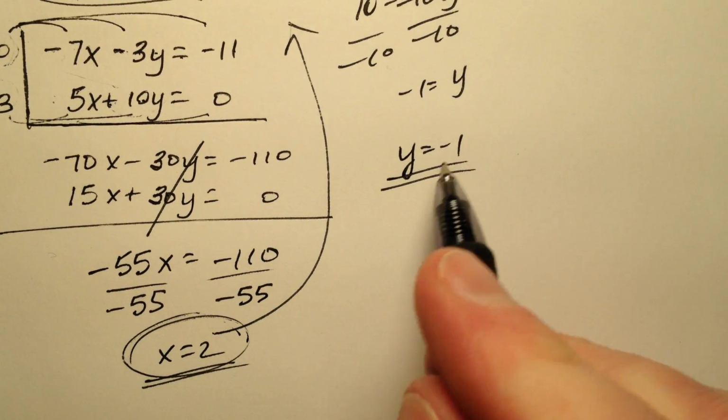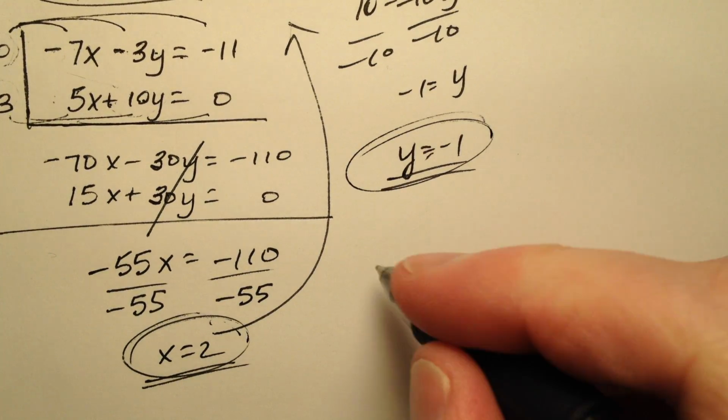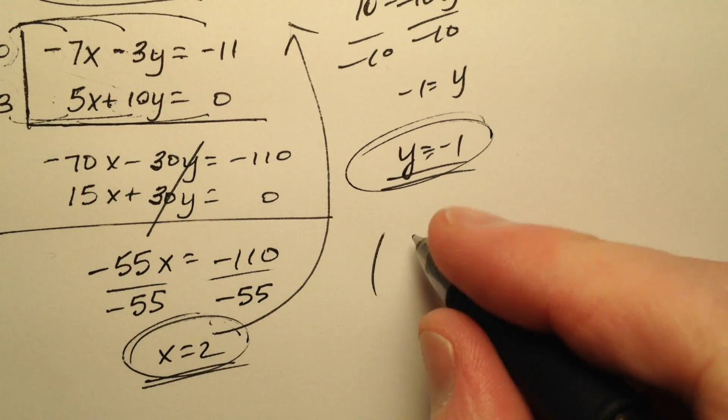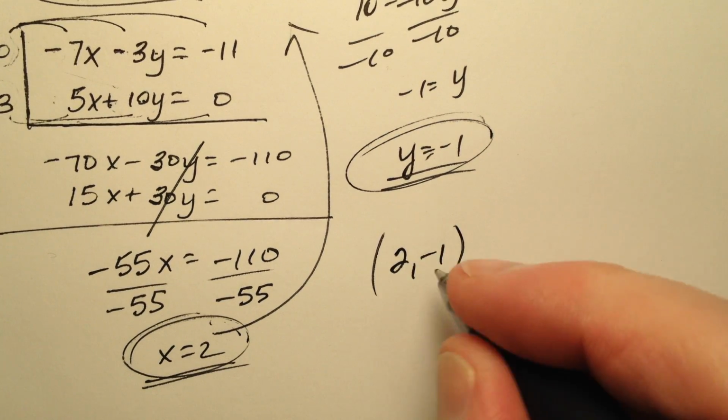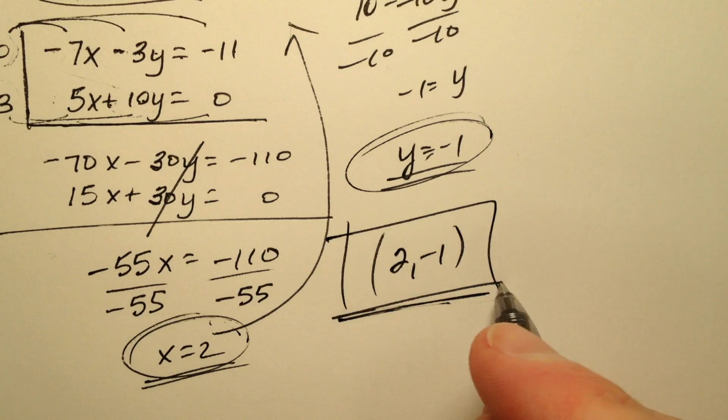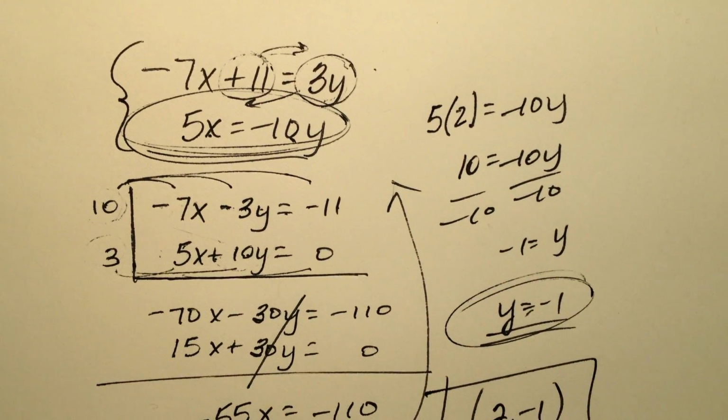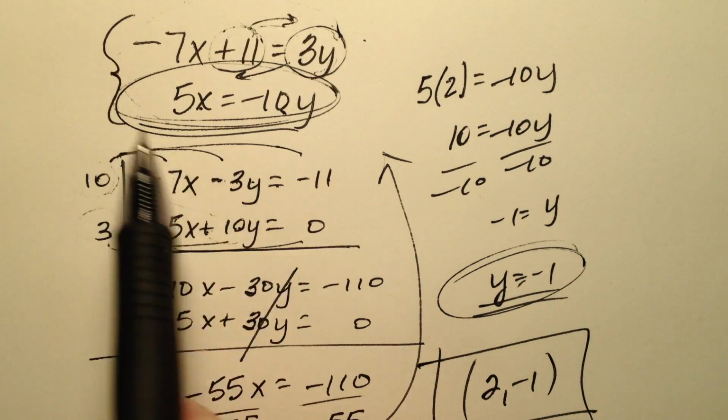So now that I have values for both my x and my y, I'm going to write the solution as an ordered pair: 2, negative 1. And this ordered pair then is the solution for this linear system.